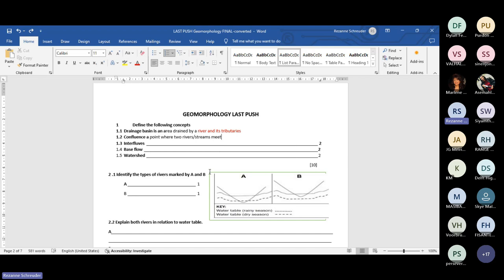Watershed is an area of high ground separating two drainage basins. Lovely.